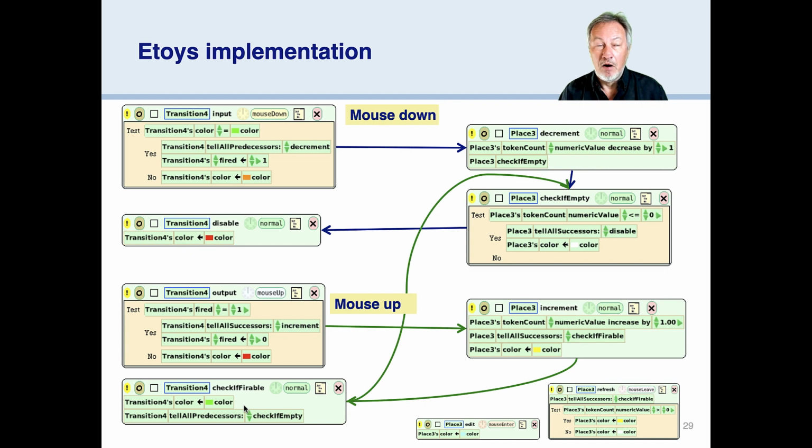Well, I simply optimistically assume that I'm fireable. So I turn myself green. And then I tell all of my predecessors, hey, please check if you're empty. And if one of my predecessors is empty, then it'll turn me red again. So this is the logic that will completely update after mouse up and turn all the transitions that are now fireable and turn them green. And if they're not, they'll stay or turn red.